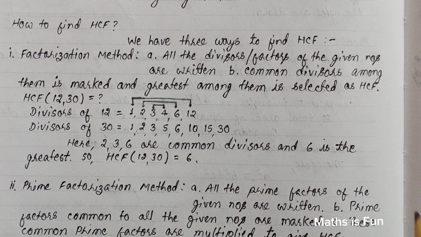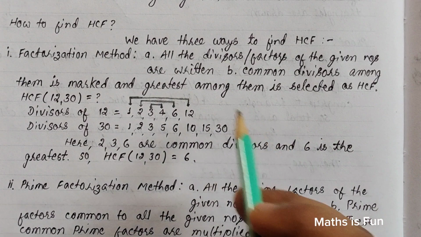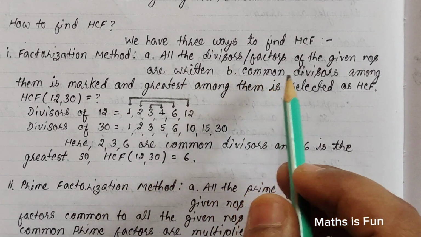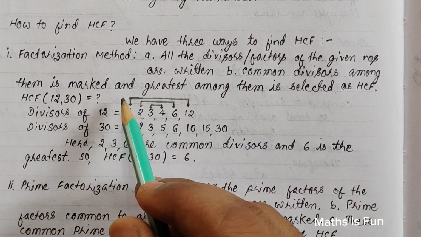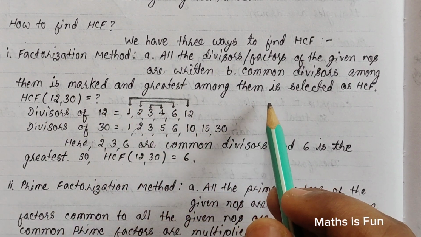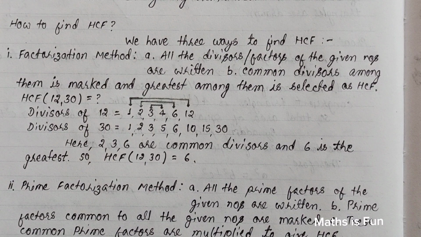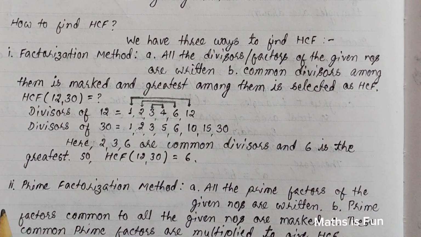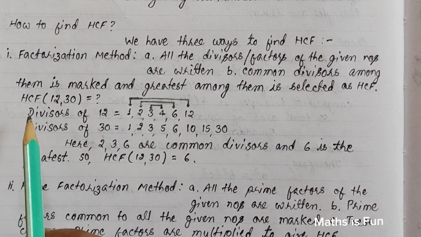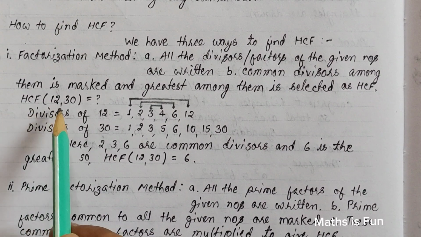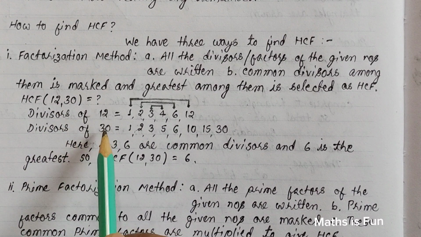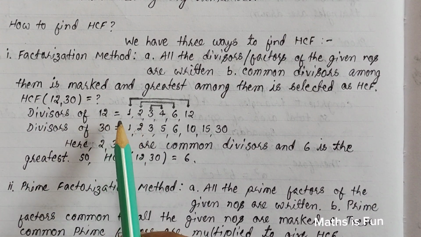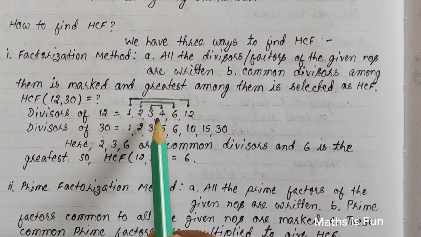So what is the factorization method? In the factorization method, all the divisors or factors of the given numbers are written, and then the common divisors among them are marked, and the greatest among them is selected as HCF. We'll use an example to understand it. For example, we want to find the HCF of 12 and 30. We'll first find the divisors of 12 and 30. The factors of 12 are 1, 2, 3, 4, 6 and 12.